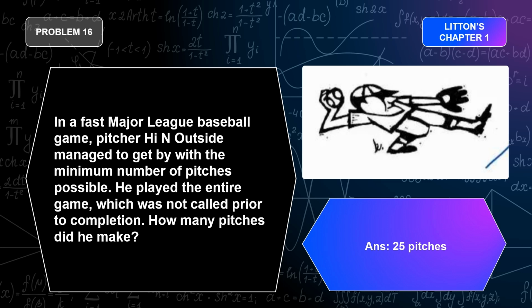In order to avoid pitching the last half of the ninth inning, he had to be on the losing side. Thus he must have allowed at least one run, which would have required at least one pitch. 24 more pitches were necessary to produce 24 outs.